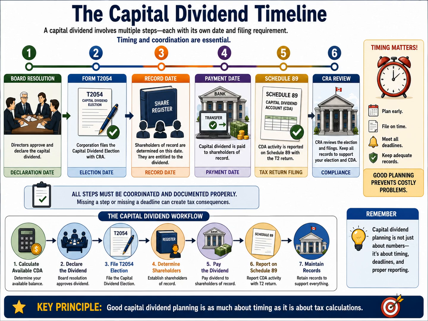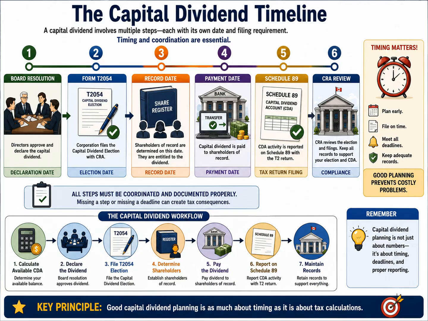Notice the reminder on the right side of the slide. Timing matters. Good practitioners don't simply calculate the CDA balance and stop there. They plan ahead. They monitor deadlines. They coordinate the declaration date, election filing, record date, payment date, and reporting obligations.